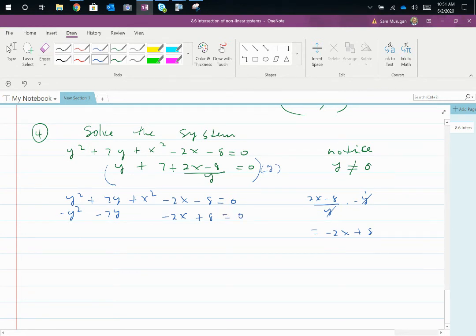Is equal to 0. And if we added these two equations, this would go away, this would go away, this would go away, and we would be left with x squared minus 4x is equal to 0. Which if we factor it, we would have x times x minus 4 is equal to 0. So x is equal to 0 and x is equal to 4.